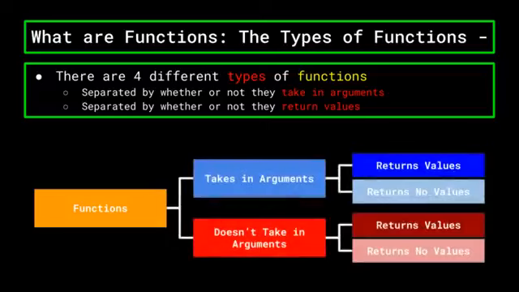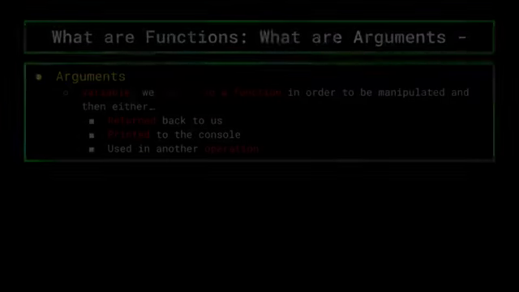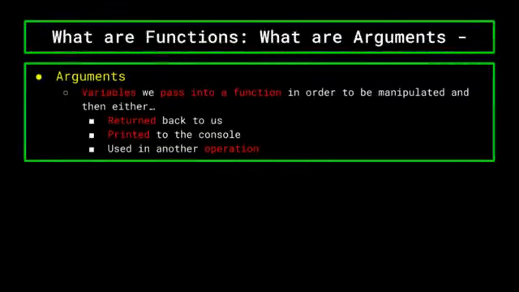Let's start by separating them by whether or not they take arguments, but first we have to cover what arguments actually are. Arguments are essentially variables that we pass into the function in order to be manipulated and then either returned back to us, printed to the console, or used in another operation. Think of functions with arguments like this.